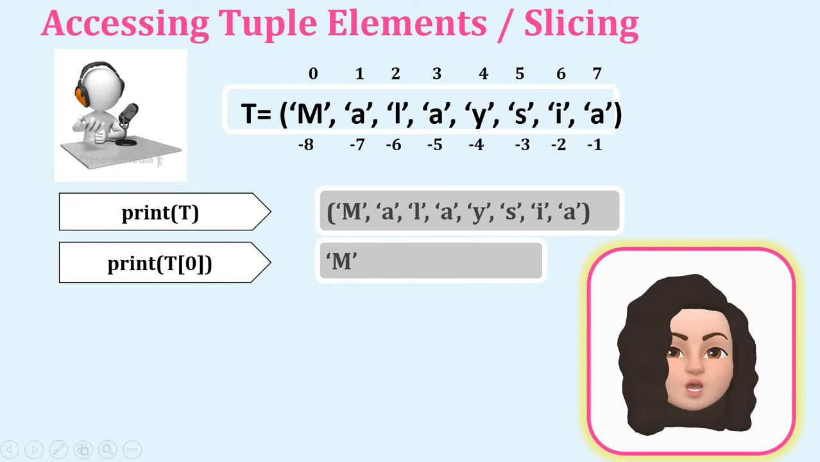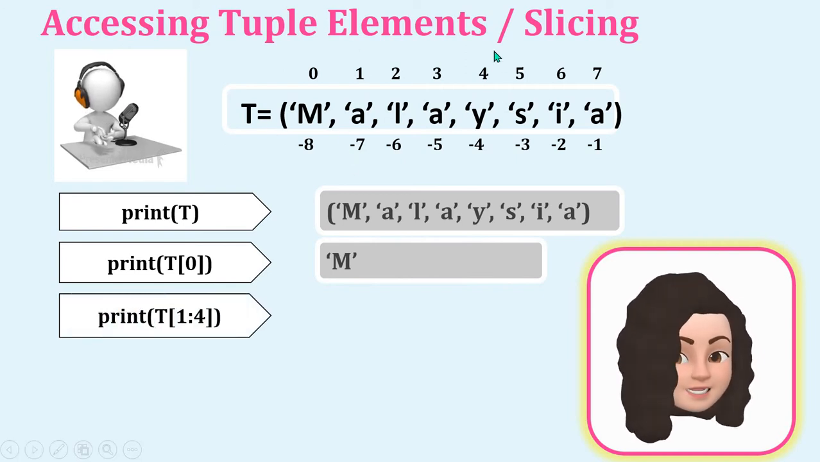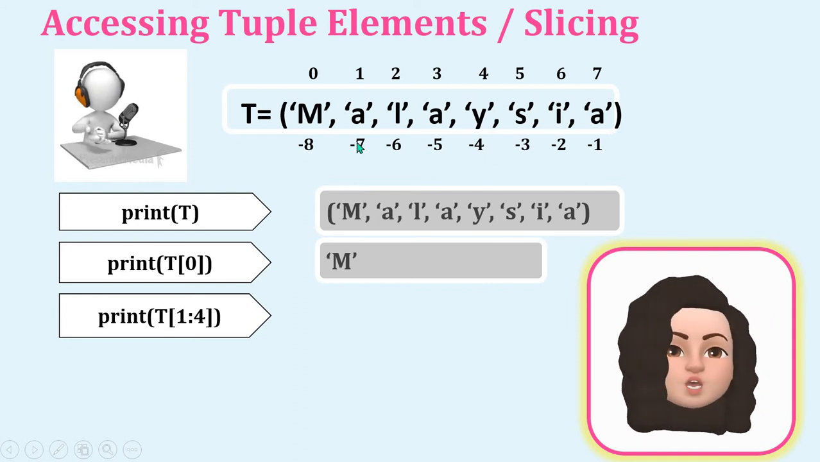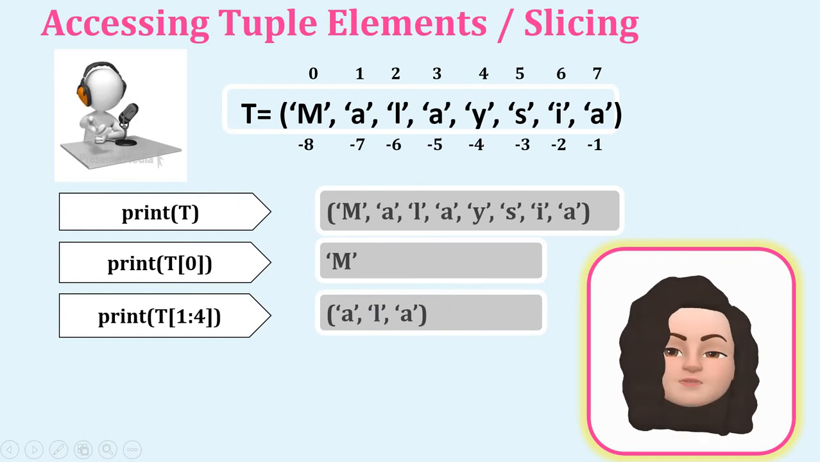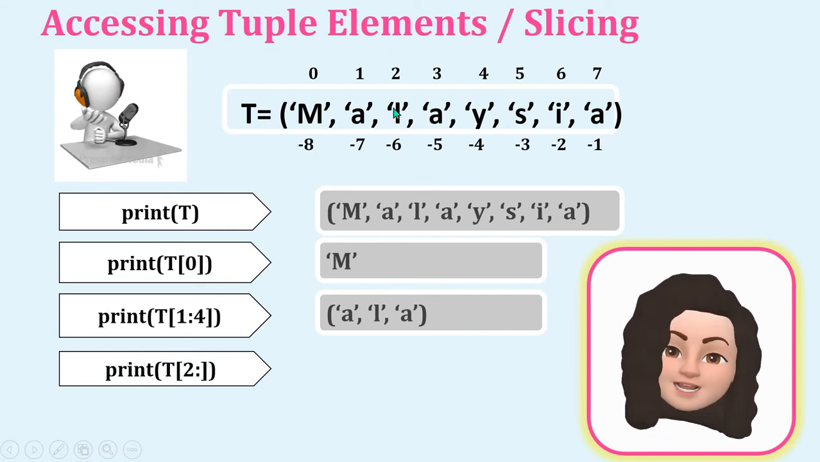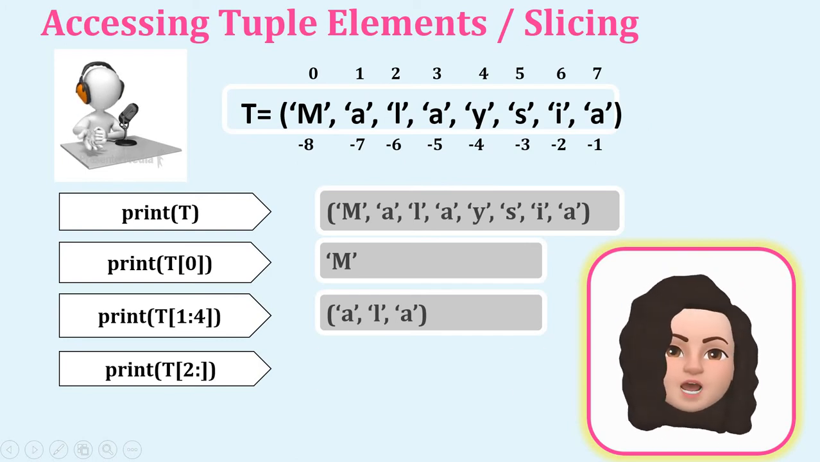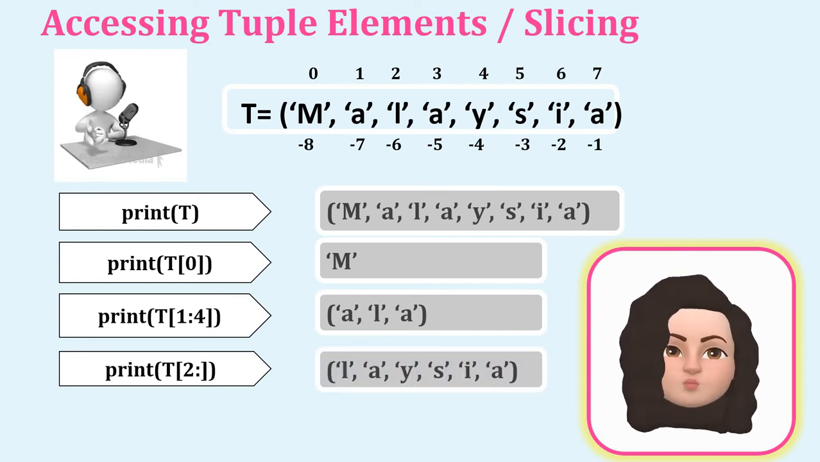Now print T of 1:4. The starting index is 1, the ending index is 4, and the ending index will not be included. So the output will be from index 1 to 3, that is A, L, A within parentheses. Now print T of 2:. The starting index is specified, the ending index is not specified. When the ending index is not specified, Python will print from the starting index till the end of the tuple. The starting element is L, so LAYSIA is the output.